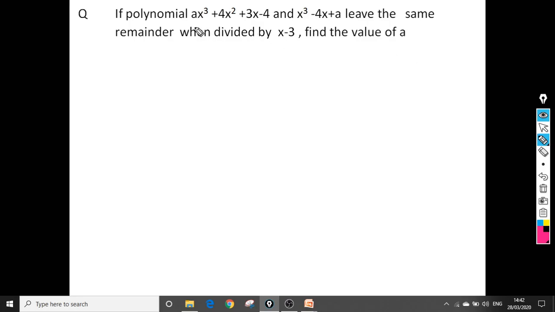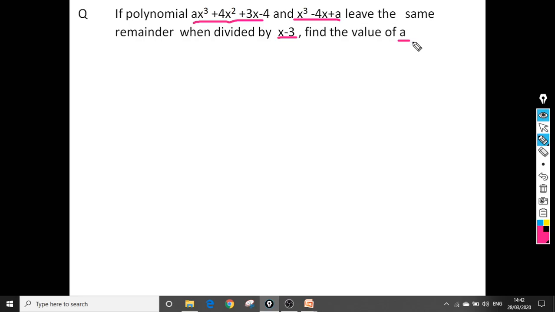What is given in the question? We have two polynomials. This is the first polynomial and this is the second polynomial. These polynomials are divided by x minus 3. When we divide these polynomials by x minus 3, they will leave the same remainder. And we have to find the value of the constant a.